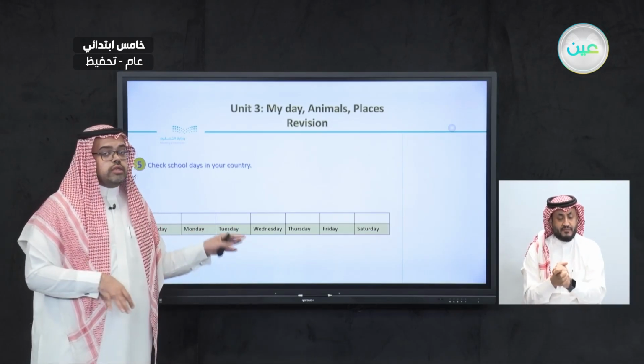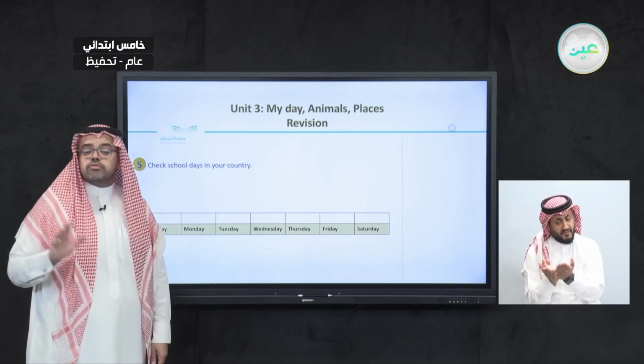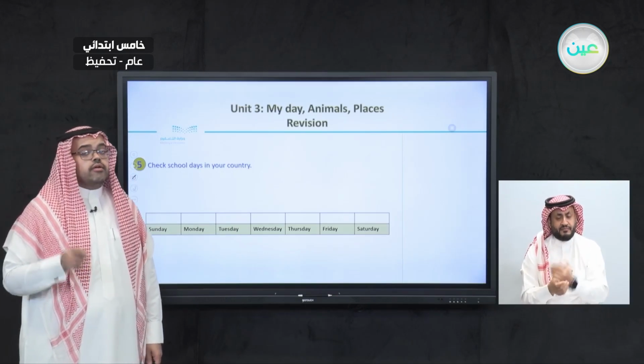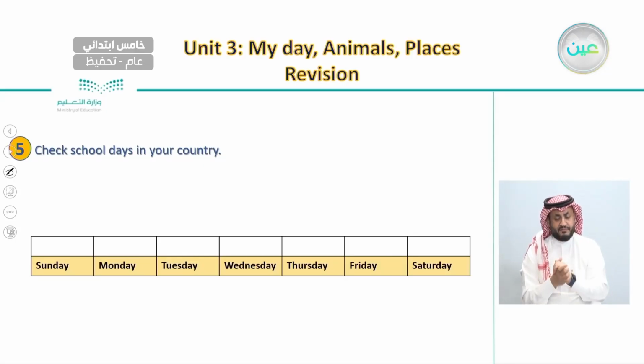So, can you read these days now and put a check mark on the days where you actually go to school? Let's read each day. If it's a school day, then we put a check mark. So, let's start with the first one. Sunday. Do we go to school on Sunday? If the answer is yes, then here we put a check mark. How about Monday? Do we go to school on Monday? The answer is yes, so here we put a check mark.